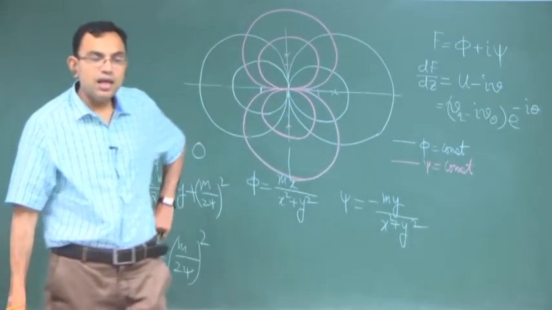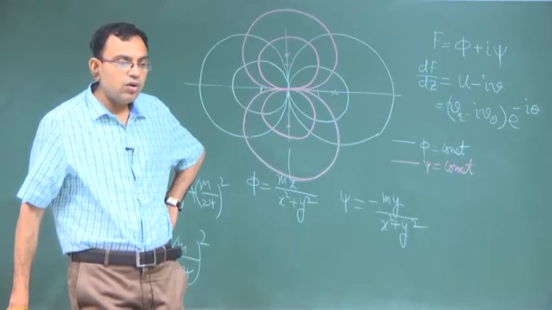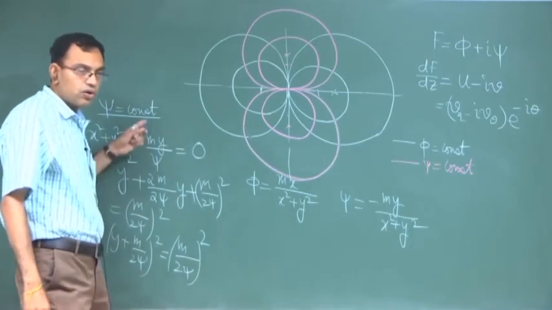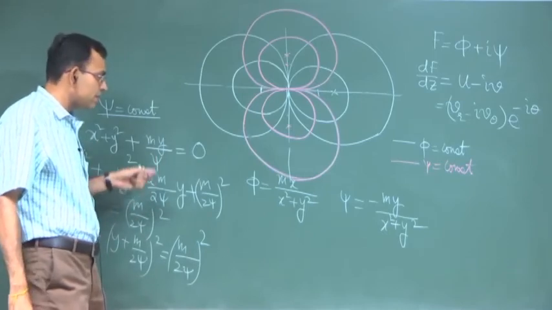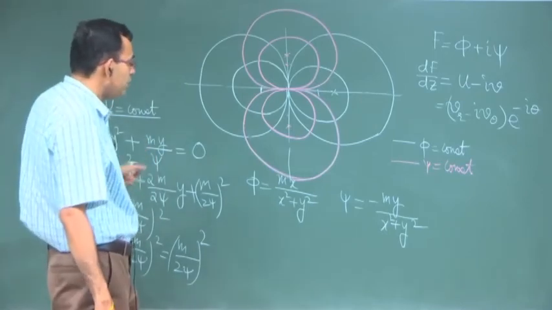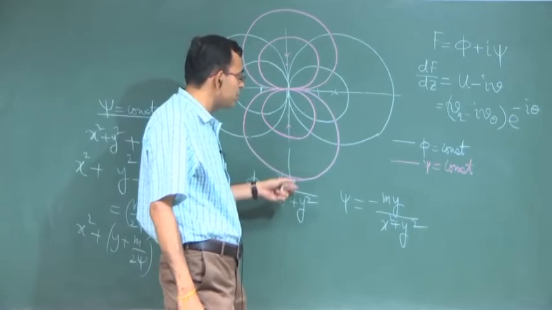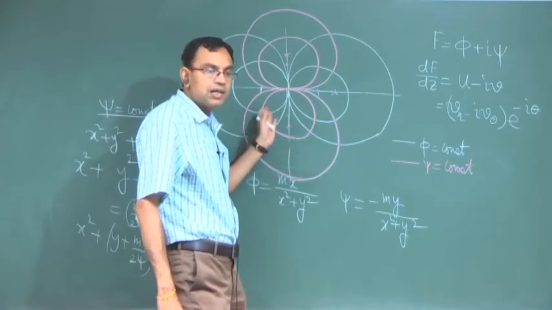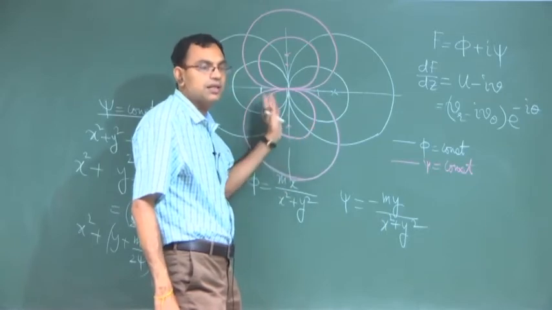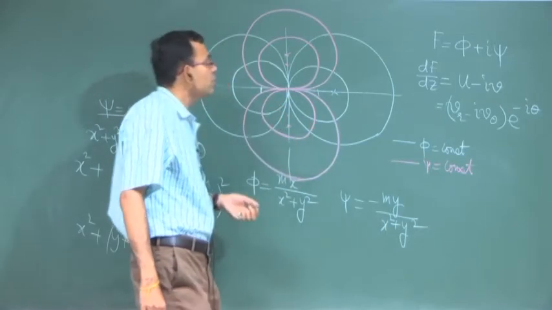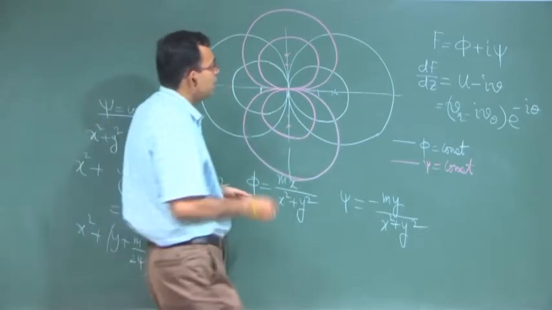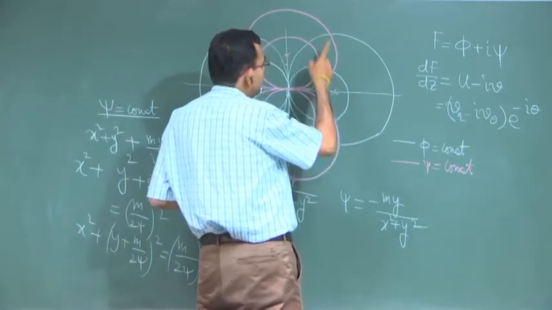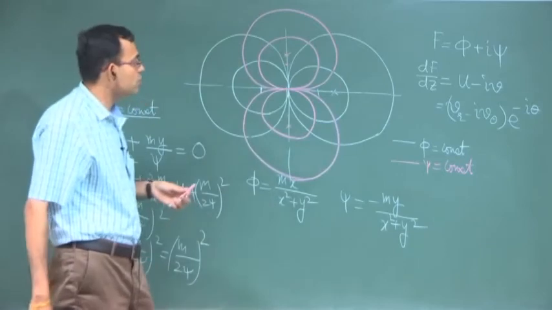So, you can see very easily, without calculating the psi equal to constant or phi equal to constant line equations, if we know one of the equations, we can clearly draw the other from the consideration that they must be orthogonal to each other. So, these circles, wherever they intersect, if you draw a common tangent, they must be orthogonal.